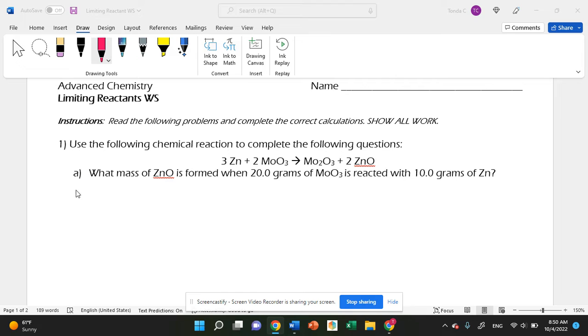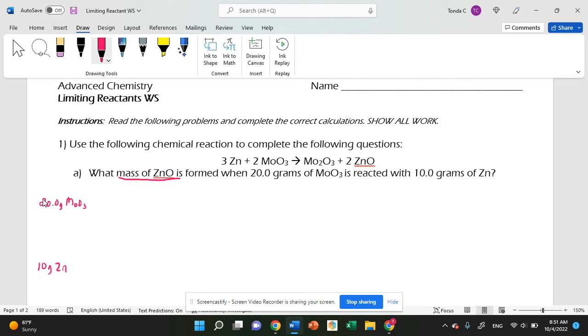Now, part A says, what is the mass of ZnO that is formed when 20 grams of MoO3 is reacted with 10 grams of zinc? Note that these 2 things are my reactants, and those are the 2 masses I'm given, so you're going to have to do 2 different conversions. The first, you start with 20 grams of MoO3, and the second, you start with 10 grams of zinc. Both go to mass of ZnO because that's what it's asking for. ZnO is one of my products.